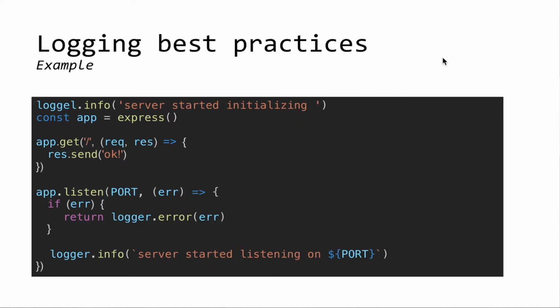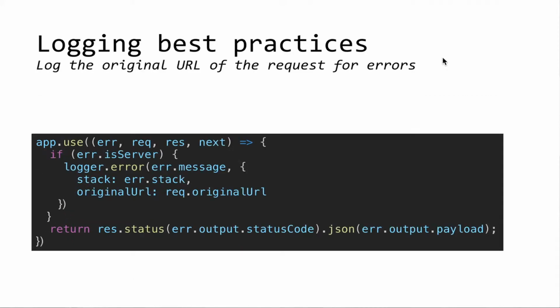Another really important kind of best practice about logging, which I found in the past years, is if you are building HTTP servers, you should try to log the original URL of a given error. This just makes it easier for you to track down where it failed.